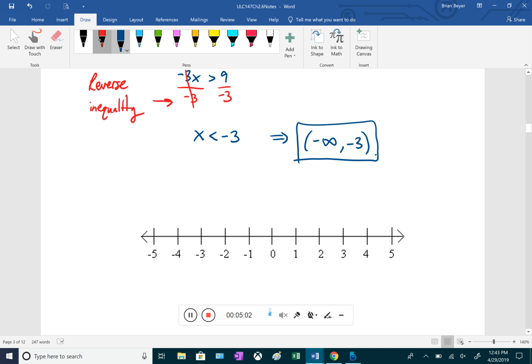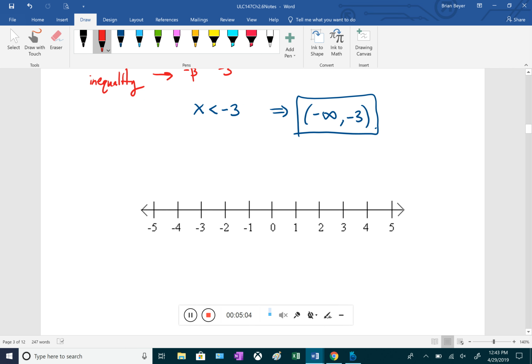So when we're graphing this on the number line, we can put an open circle at -3 because we're not including it, and it's everything less than -3. Another way to do it is put a parenthesis at -3, and if we are including it, we could put a bracket. I think it looks better with the circles.